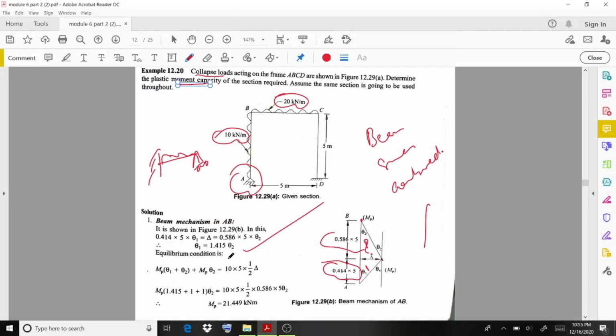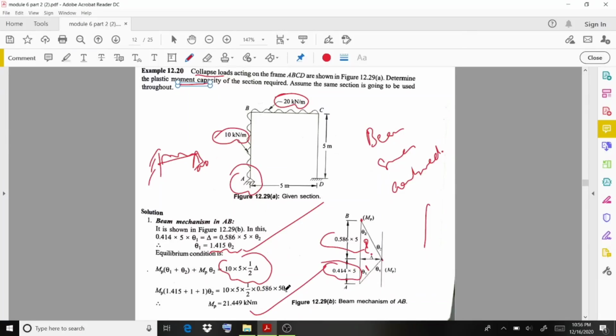We already discussed this case regarding the UDL: 10 multiplied by the total span distance multiplied by the average displacement. If we equate those values, replacing theta 1 with 1.415 theta 2, you will get an Mp value of 21.449 kilonewton meter. So this is the first case of beam mechanism, in the portion AB.